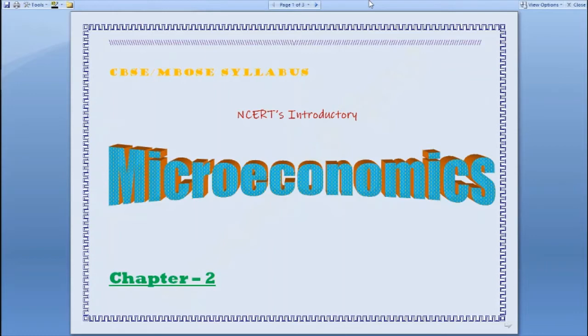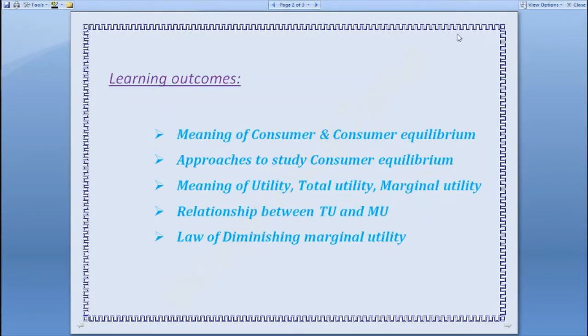Today's session will start chapter 2, where you'll learn about the theory of consumer behavior. You'll be able to learn about the meaning of consumer and consumer equilibrium and how to study consumer equilibrium based on two approaches. Then you'll learn about the meaning of utility, total utility and marginal utility, and also the relationship between total utility and marginal utility. And there's one theory, the law of diminishing marginal utility, that you learn in this session.